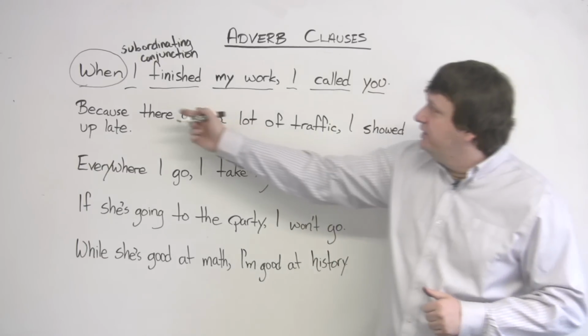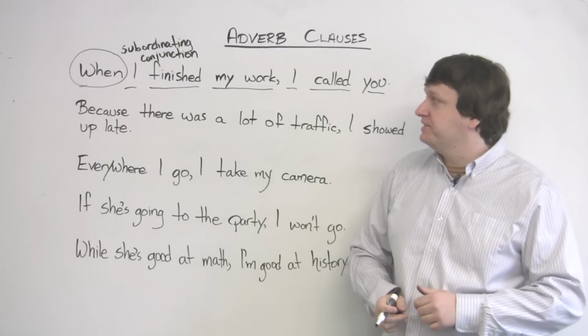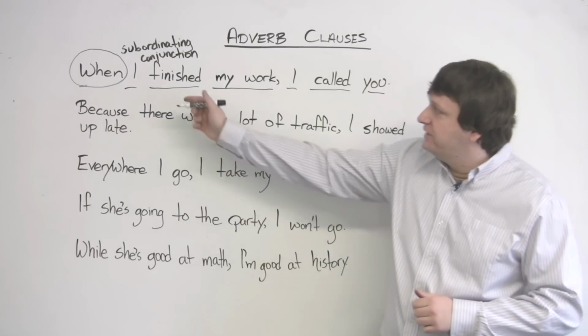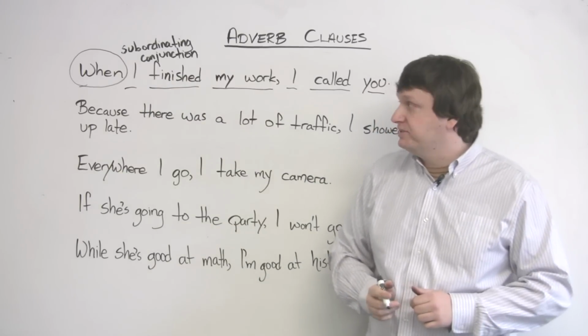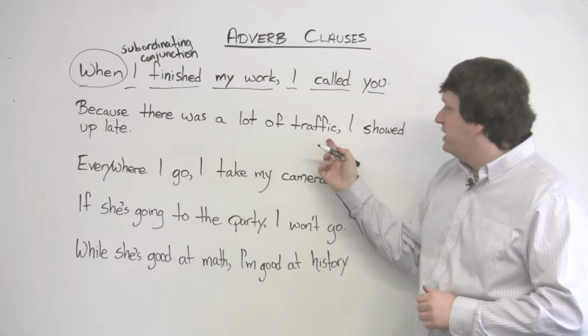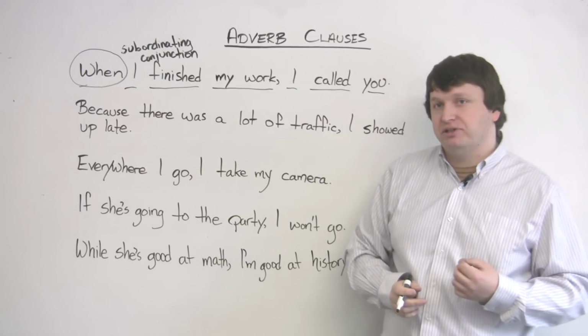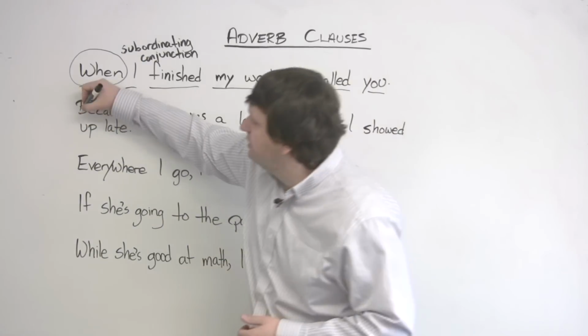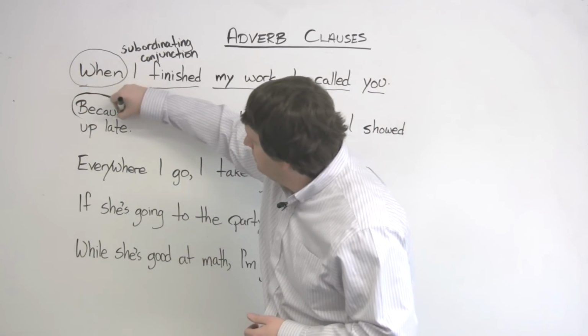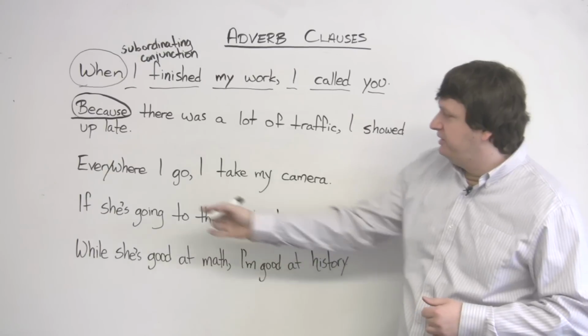Now, all of these are examples of adverb clauses. So if you look at the words here, let's circle the subordinating conjunctions. So when I finished my homework, I called you. Because there was a lot of traffic, I showed up late. What is the subordinating conjunction here? Because. There was a lot of traffic, I showed up late.